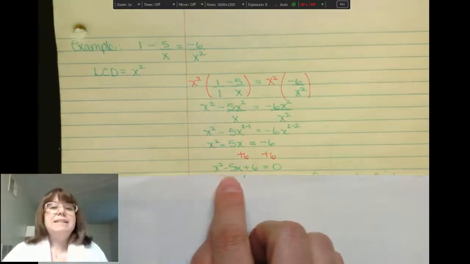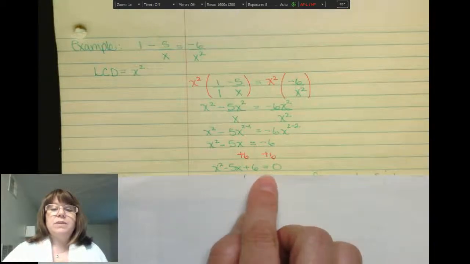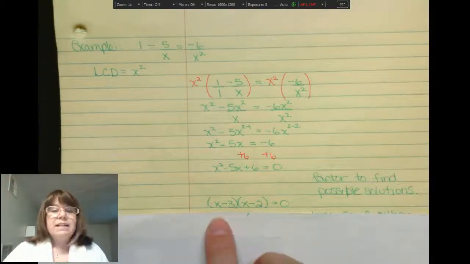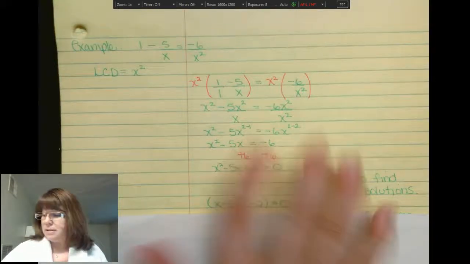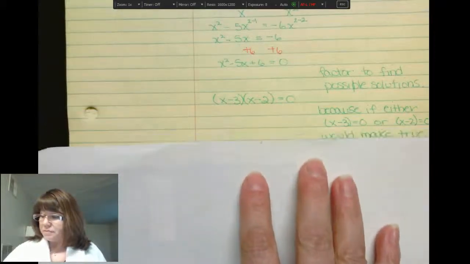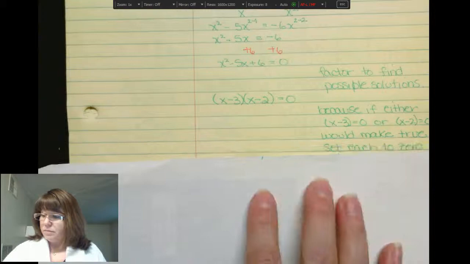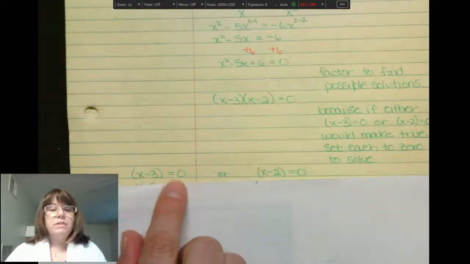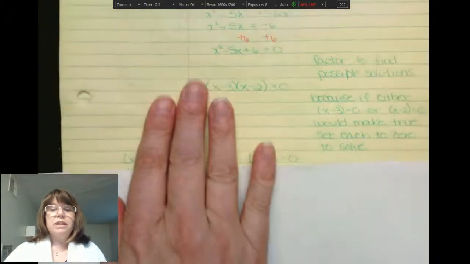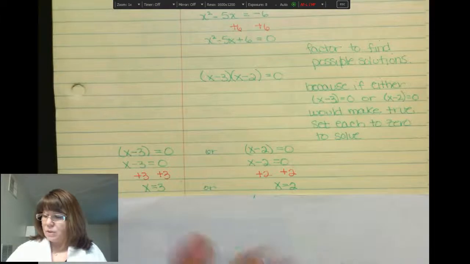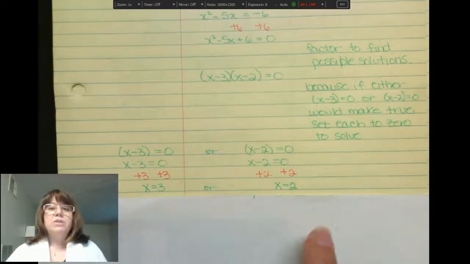X squared minus 5x plus 6 equals 0. So I'm going to factor it, x minus 3, x minus 2. Almost there. Solve. So we're going to solve x minus 3 equals 0, x minus 2 equals 0. Therefore, x equals 3 or x equals 2.